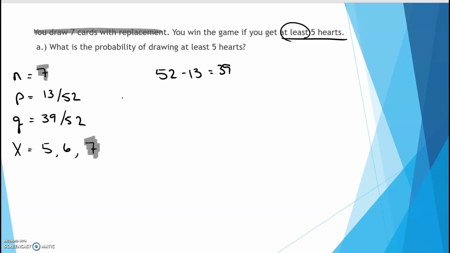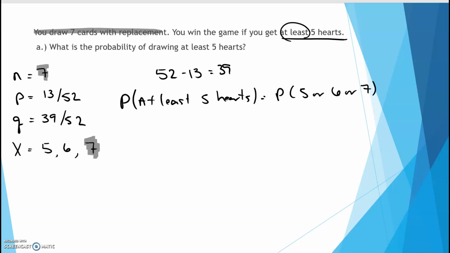So then I'm looking for the probability of at least 5 hearts. We just said that this could be a 5, or 6, or a 7. Again, this is an OR probability, so we're going to add. So the probability of 5 plus the probability of 6 plus the probability of 7. So we'll be using this formula 3 times again. For this case, this is going to be 7 combination 5. I'm doing the first one.